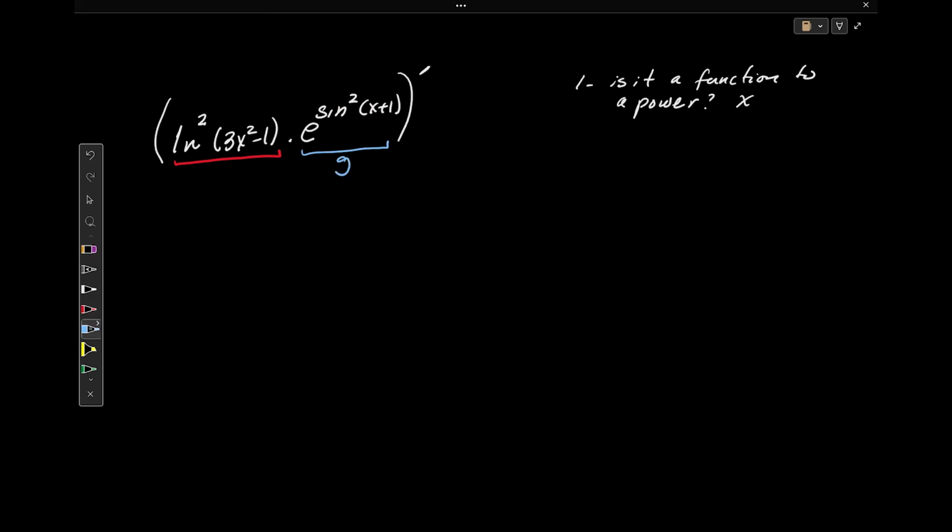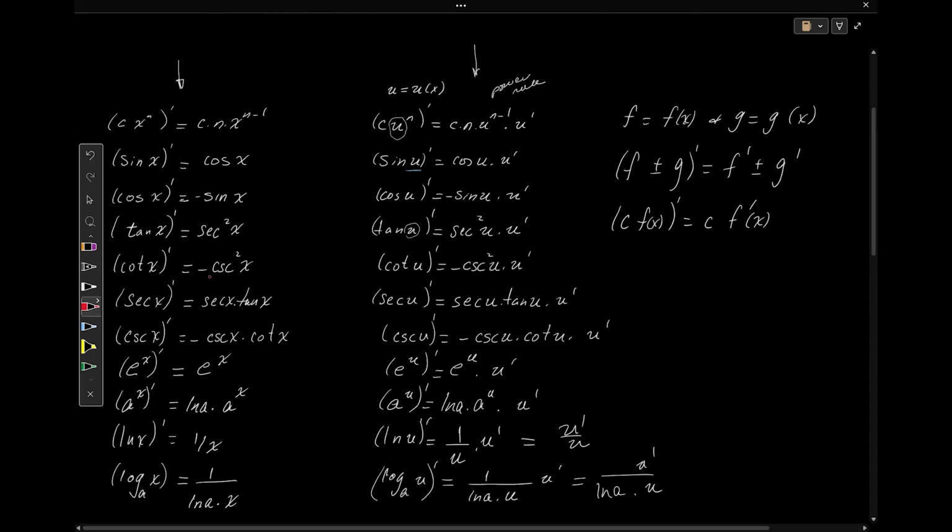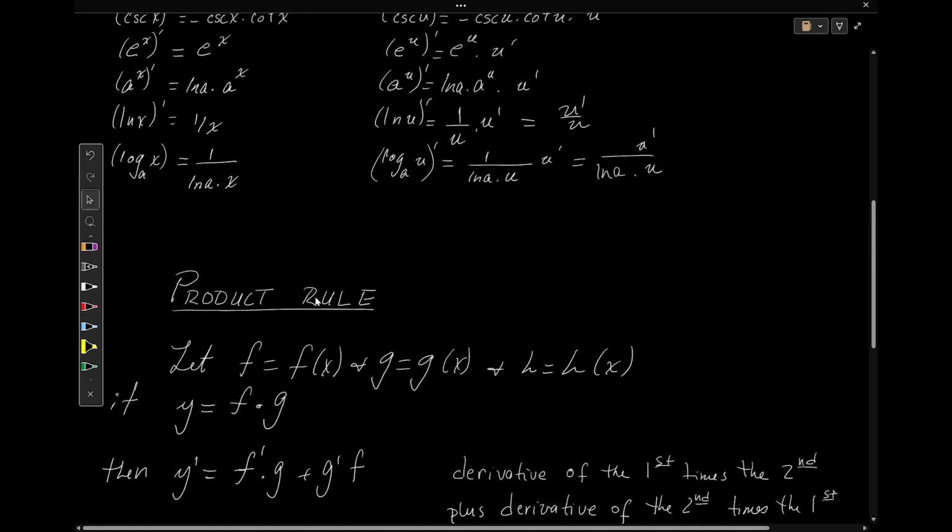We'll call this F and G. I have two things multiplied. That's the first thing that should come to my mind. I don't care what F is. I don't care what G is. I care about two things multiplied. Take the derivative. And we have a rule for this. It's called the product rule.